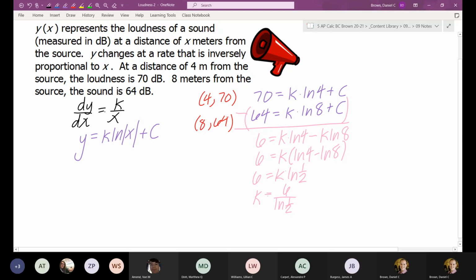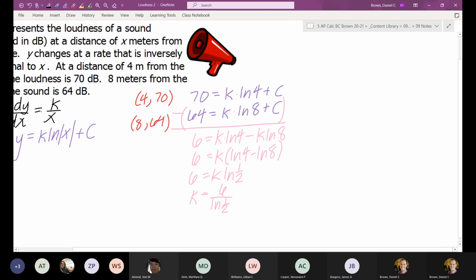Again, these problems tend to be more algebraic instead of calculus. Once you get to this point, the calculus is over. The calculus stopped right here after you found the antiderivatives. The rest is just algebra. We know what k is. Now we want to find c.